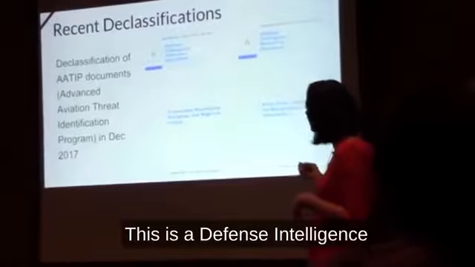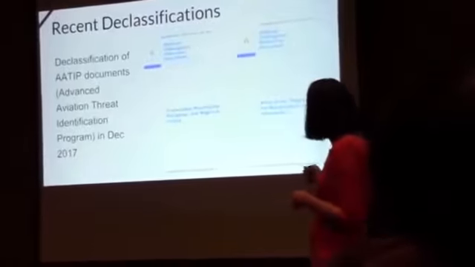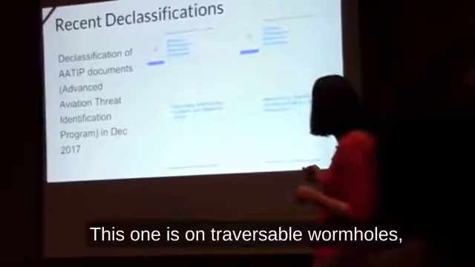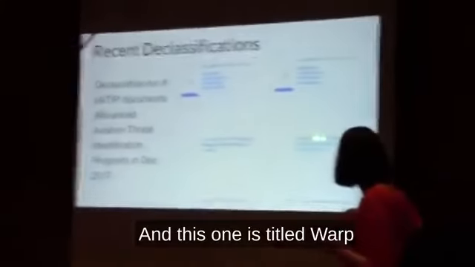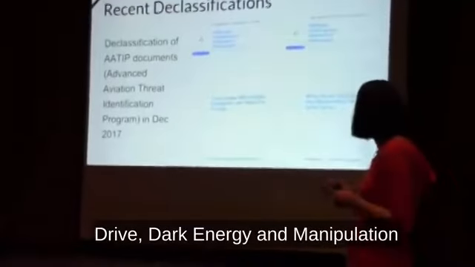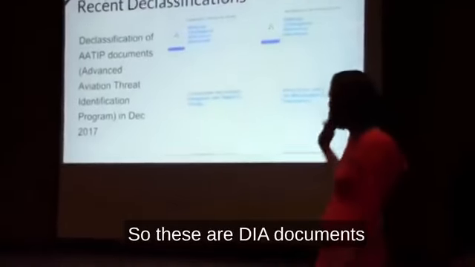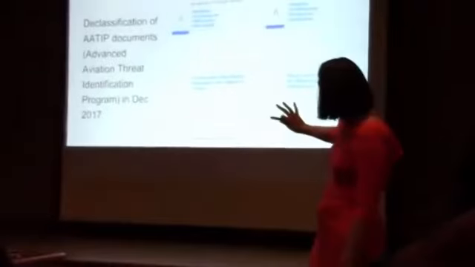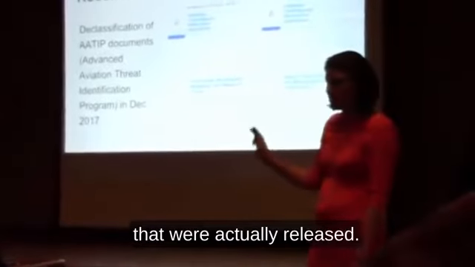Here are two examples of some documents that were declassified. This is a Defense Intelligence Reference document. This one is on traversable wormholes, stargates, and negative energy. And this one is titled Warp Drive, Dark Energy, and the Manipulation of Extra Dimensions. So these are DIA documents that were actually released.